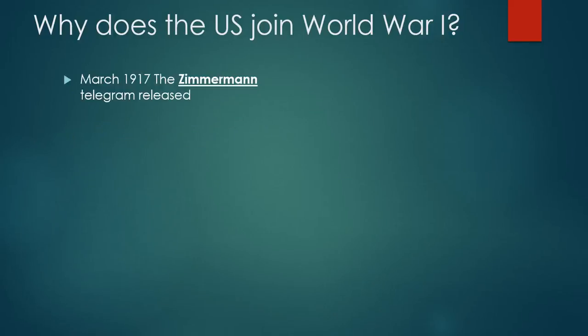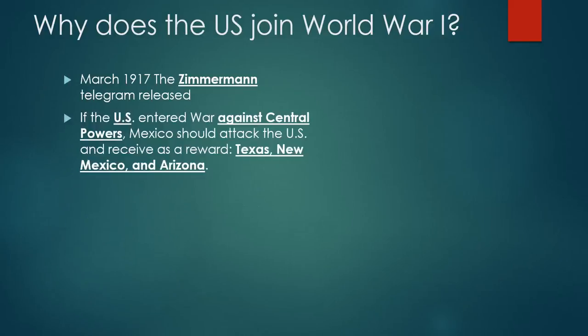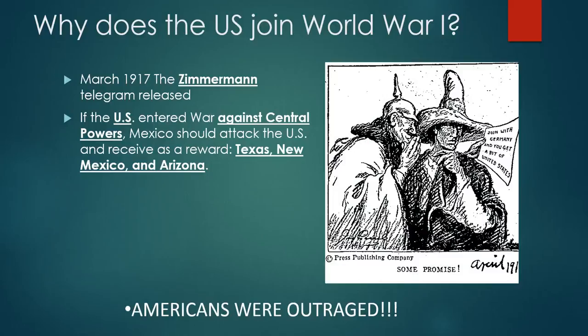3 months later, another thing happens. This is our second major reason. Germany issues the Zimmermann Telegram in March of 1917. This basically said that if the U.S. entered the war against the Central Powers, Mexico should attack the U.S. and receive Texas, New Mexico, and Arizona as a reward. Basically, Germany felt us getting angry at all this unrestricted submarine warfare, and so they said, okay, if they declare war on us, you should attack them so you can distract them, and they can also fight 2 fronts. However, we intercepted this telegram, we broke the code, and we were outraged.